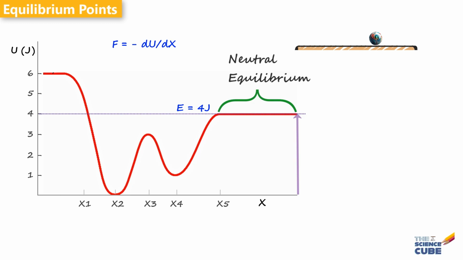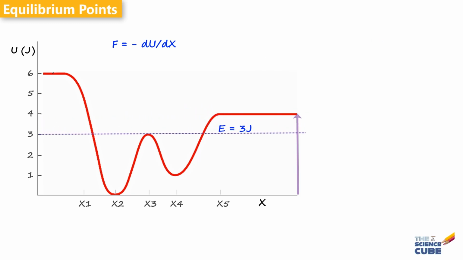Now, let us say the mechanical energy is 3 joules. Then we have 2 turning points. And why could we make that conclusion? That is, there are 2 turning points simply because the kinetic energy at these 2 points is 0.